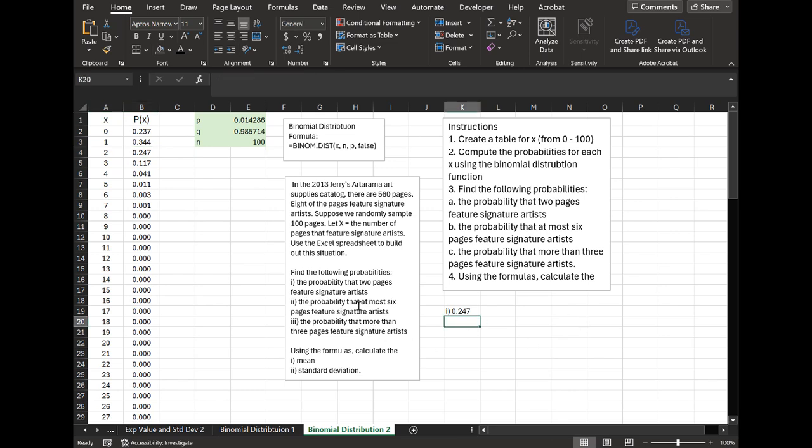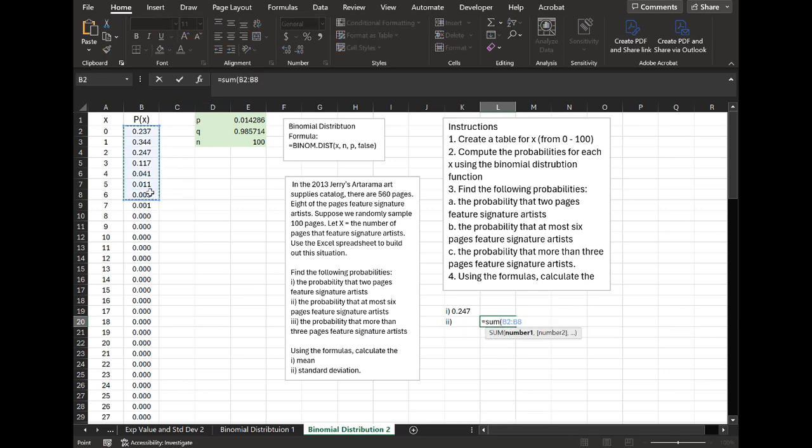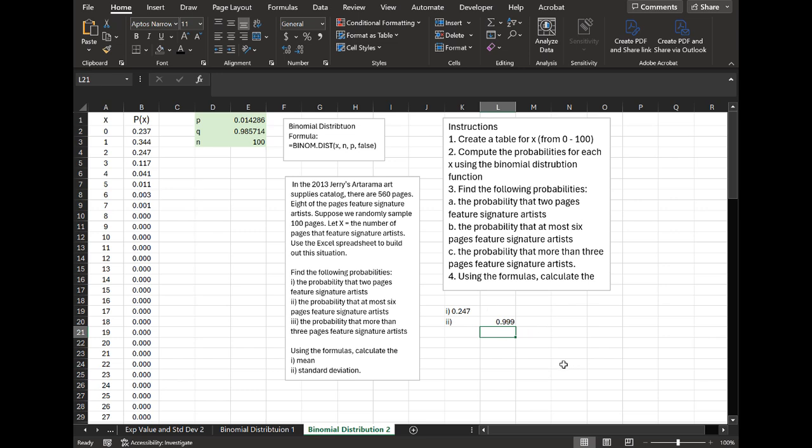Then it says find the probability that at most 6 pages feature signature artists. Okay, so now that I have this table, this is actually pretty easy to compute. At most 6 means 0, 1, 2, 3, 4, 5, or 6. So those would be these values here. If I wanted to, I could just sum these up, 0 through 6, and that comes out to 0.9999. So at most 6 have them, that's going to come out to 0.9999, so pretty likely.